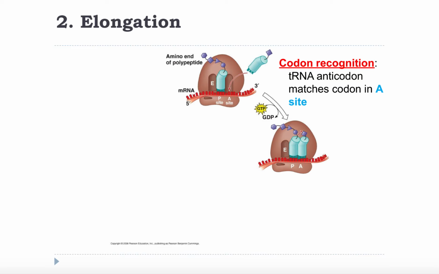Okay, then elongation happens. So what happens is, as the ribosome slides down the mRNA one codon at a time, a new tRNA with the amino acid that is next wanted in the sequence is going to hook onto the A site.